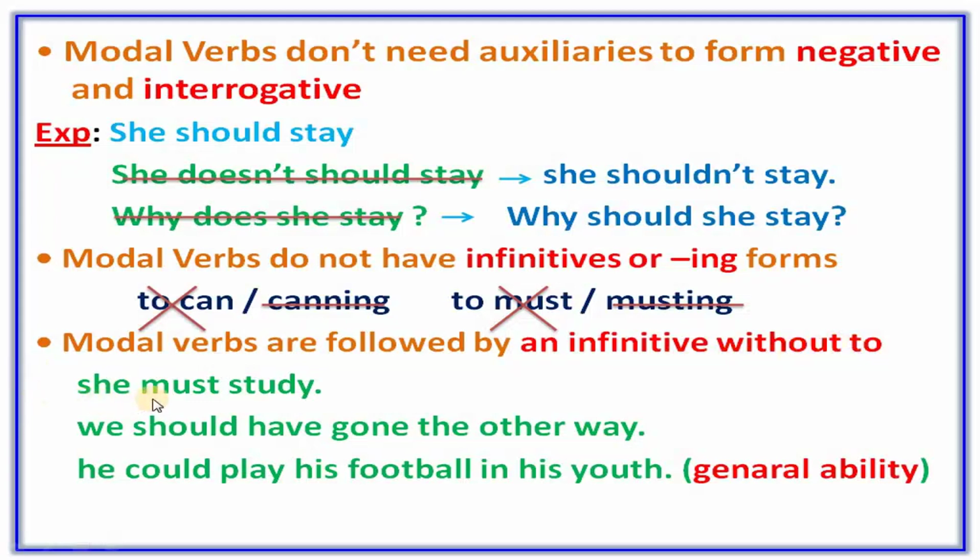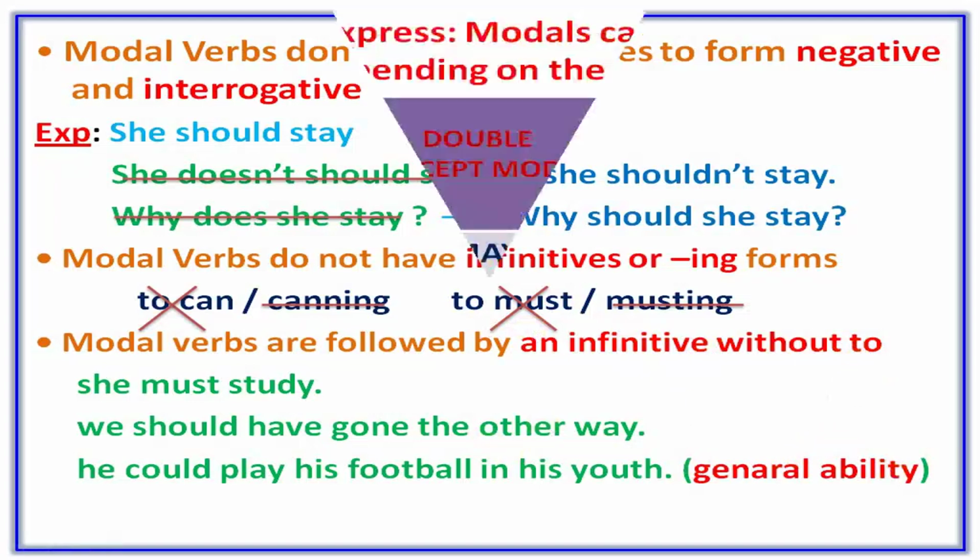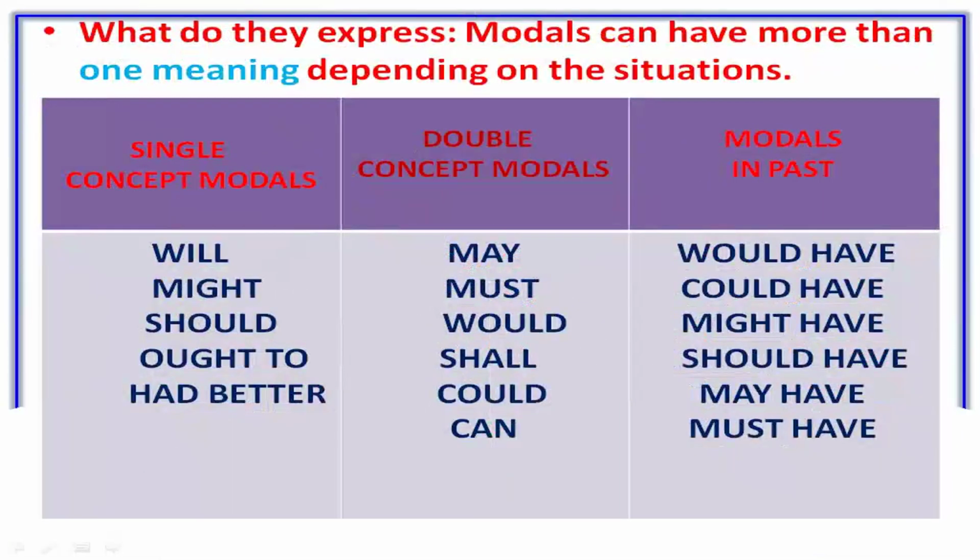For example, she must study. We should have gone the other way. He could play football in his youth. That is general ability. So like this, we form sentences by using modals without using the infinitive, that is, to.